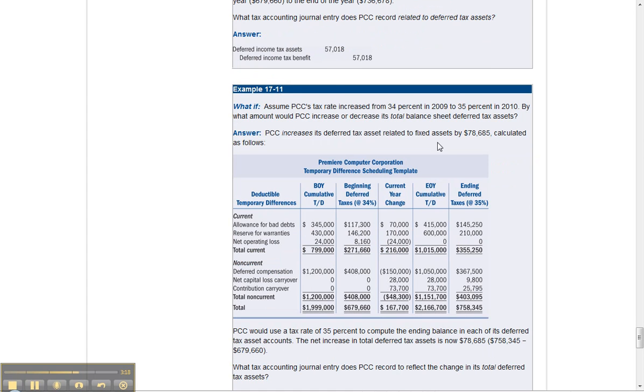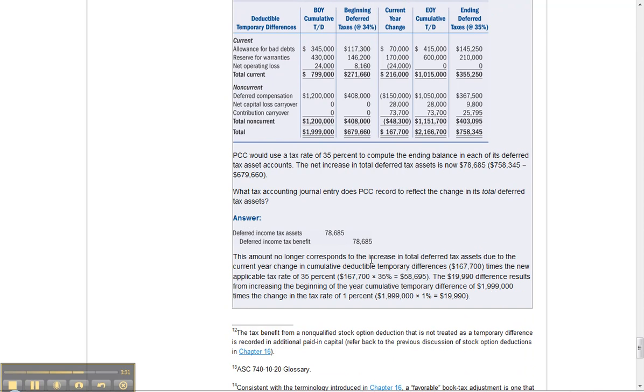And this is showing you what the increase in tax rate would do. If you had a 35% rate in the future, it's the same idea. The ending cumulative temporary differences would just be tax affected by 35%, and you'd have a bigger journal entry right here.